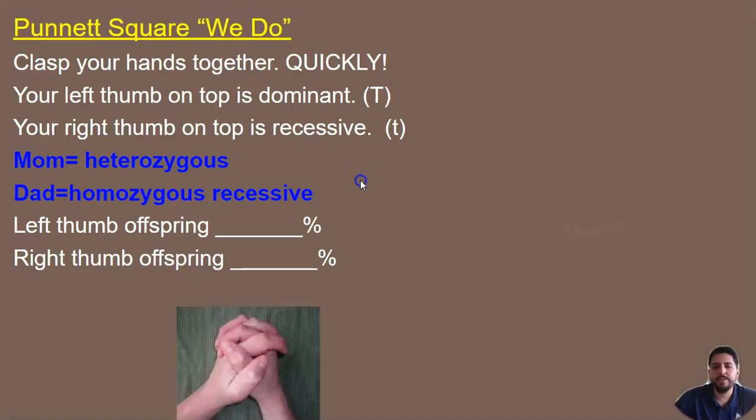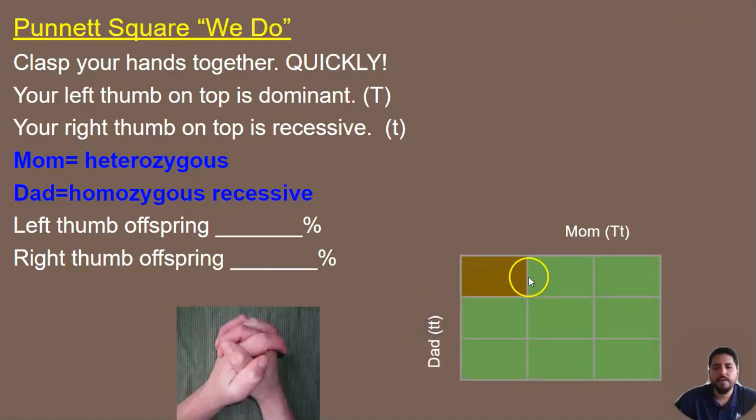So let's draw that Punnett square. Again, mom is heterozygous, dad is homozygous recessive. If we fill that in, mom's capital T, lowercase t. Dad is 2 lowercase t's. Now all we do is cross them in this middle Punnett square, these 4 spaces right here.